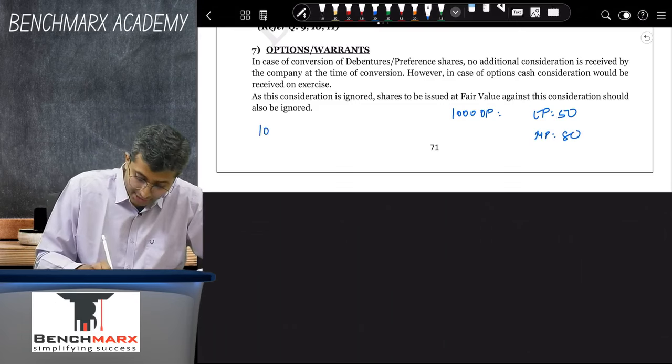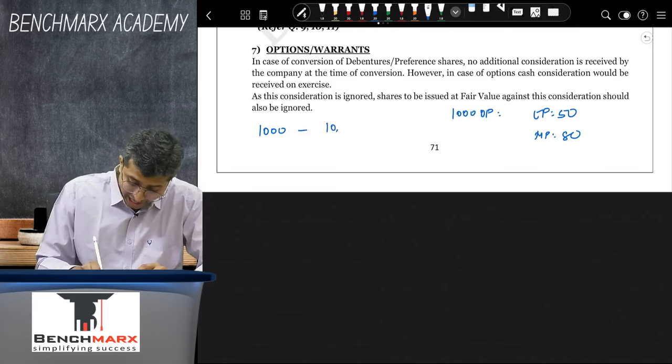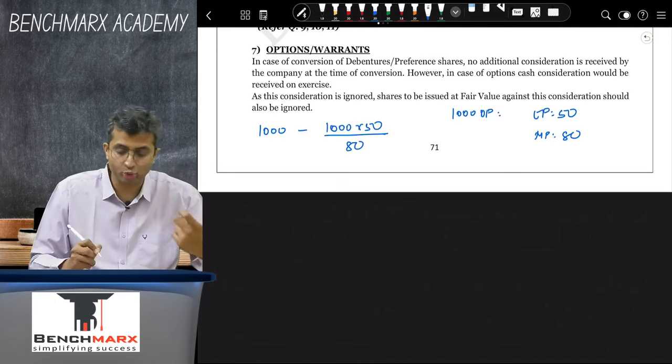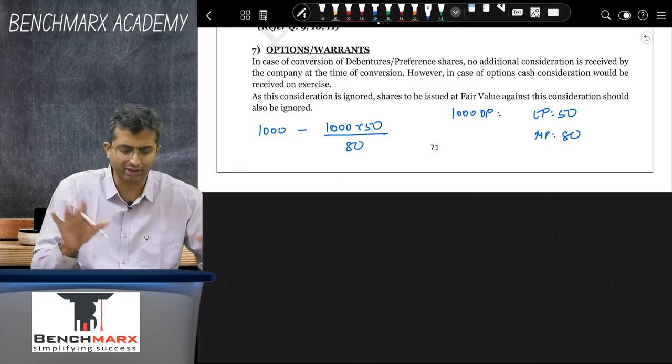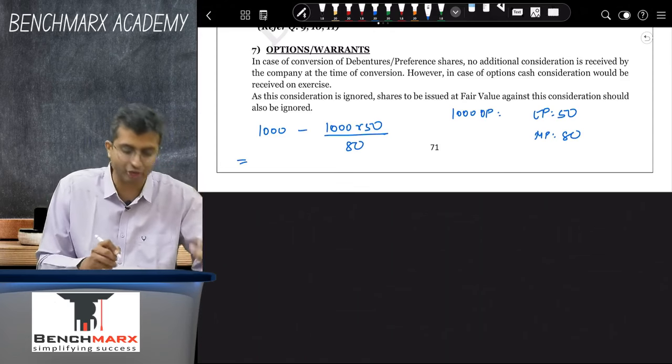In which case what will happen is you will issue 1000 shares on exercise of options. As a consequence, you will receive 1000 into 50, that is 50,000, which you will use to buy back your own shares at the rate 80. This is hypothetical. 1000 shares have not been issued, nor has any buyback happened on that basis, but we are looking at potential impact.